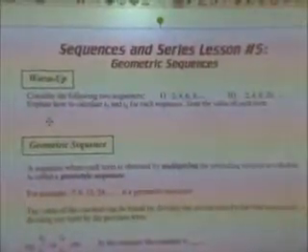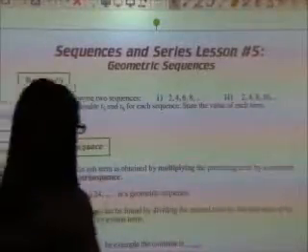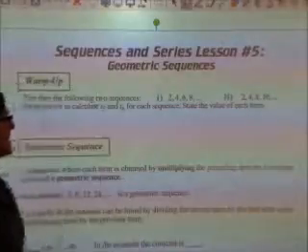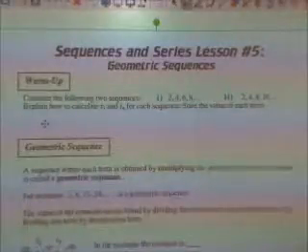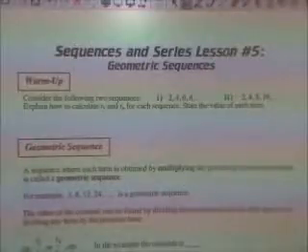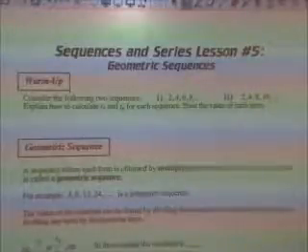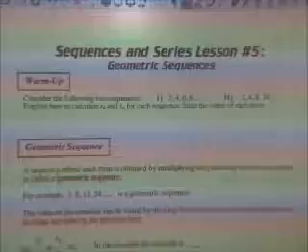Okay. So if we look at lesson number 5, it's on geometric sequences. It says, consider the following two sequences. Explain how I would calculate the fifth and sixth term for each sequence. So for the first sequence, 2, 4, 6, 8, how would I calculate the next two terms? Add 2 to each one.